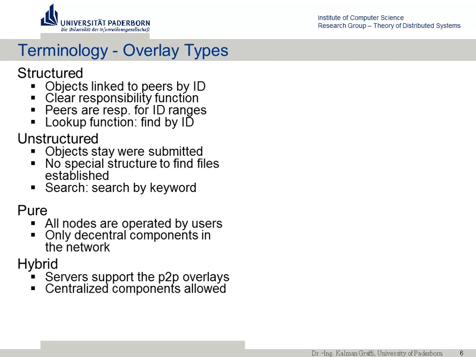Following the further terminology, we have pure and hybrid peer-to-peer overlays. Pure means that all nodes in the peer-to-peer overlay are operated by users. They are not special, they are just common devices. In the hybrid version, we also have some servers inside. So that means that we have some stronger components, we have stronger roles. So the main idea is whether I have some server-enhanced network or not. That's the difference between pure and hybrid peer-to-peer overlays. Most of them that we will learn are pure.